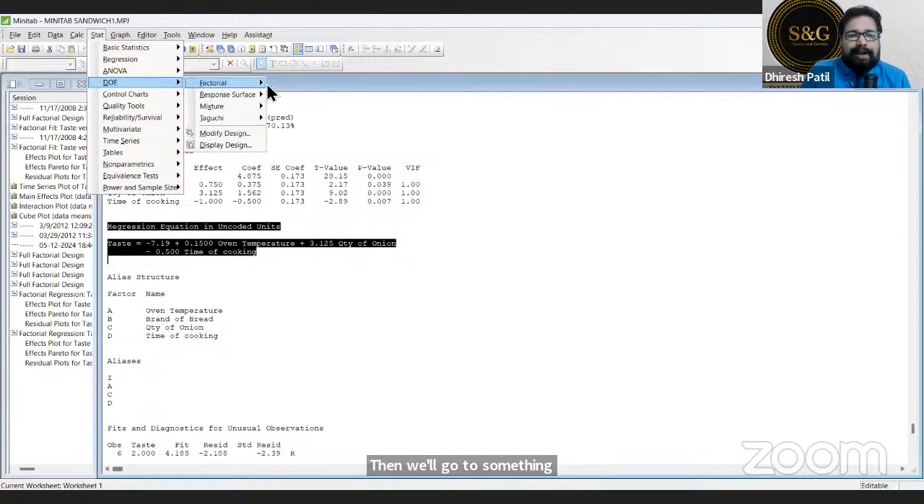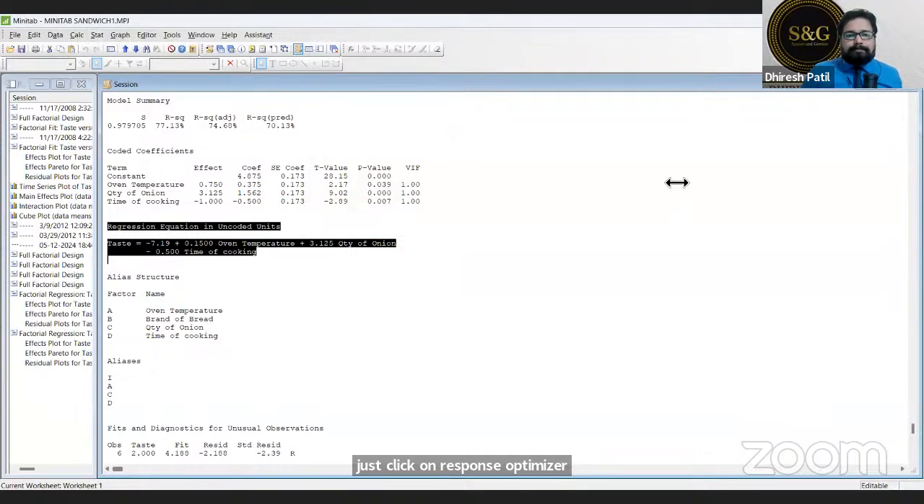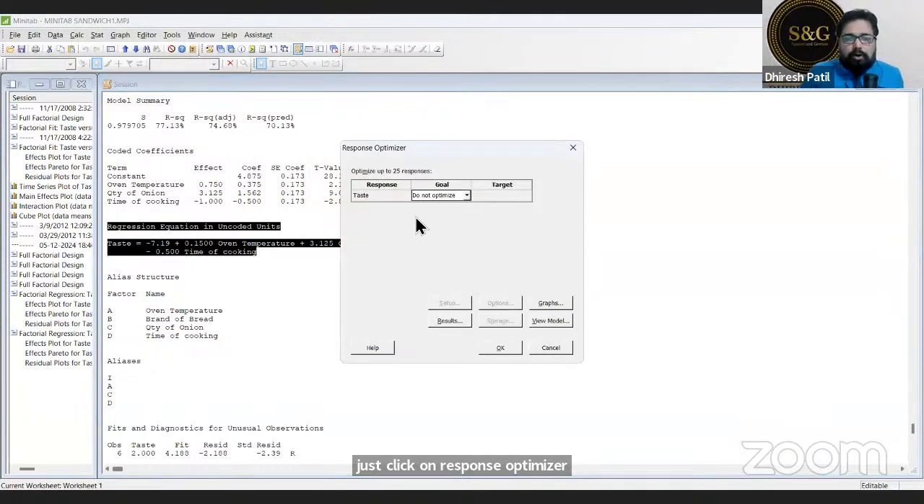Go to DOE factorial and let's go to response optimizer. Everybody follow this path: Stat, DOE, Factorial, Response Optimizer. Just click on response optimizer. Okay, now the test we want to maximize, right? Our target is to maximize the test, right? So just test is maximized.